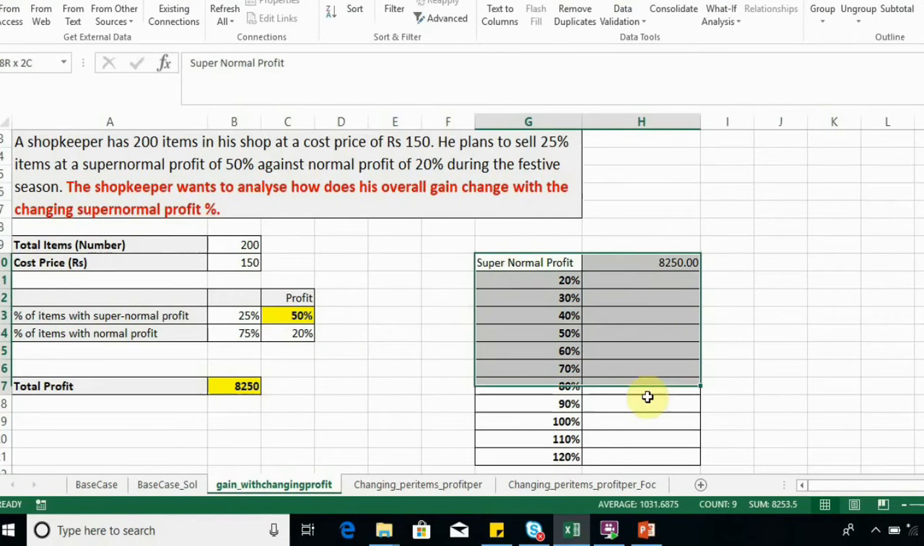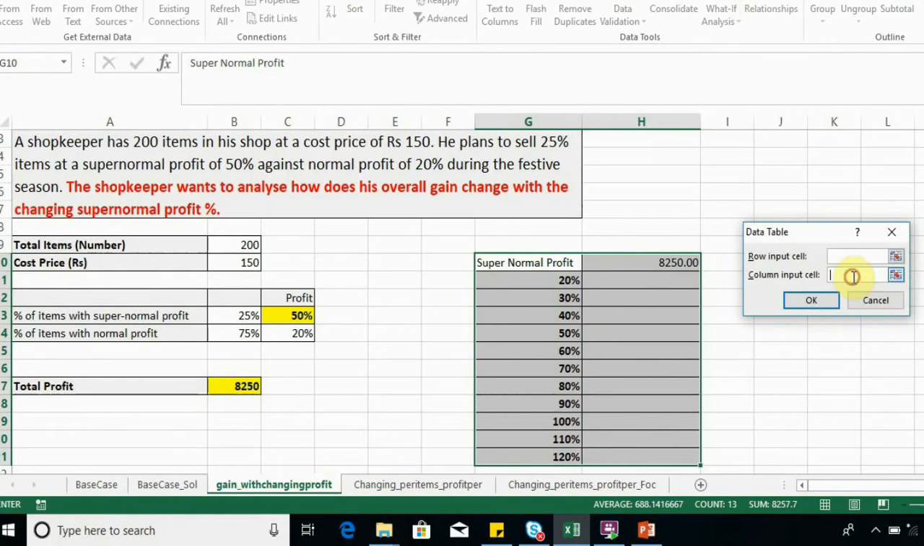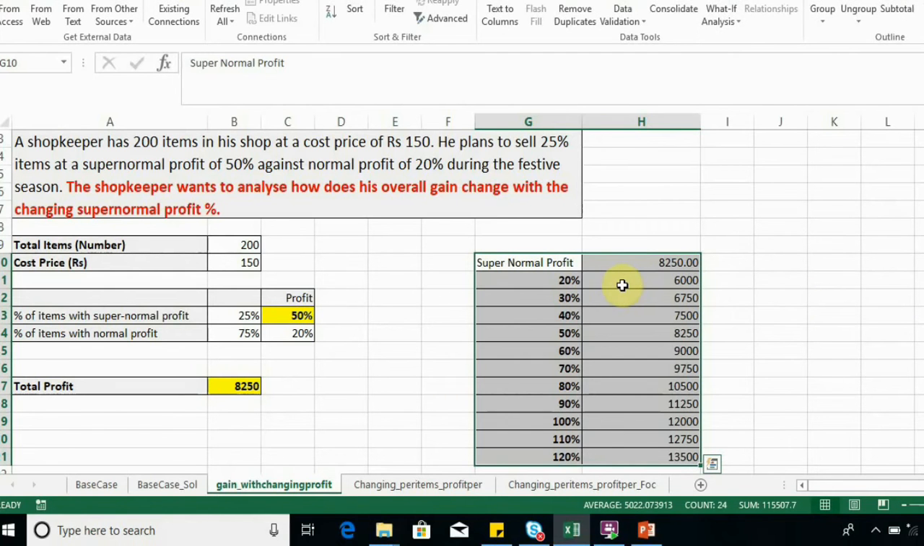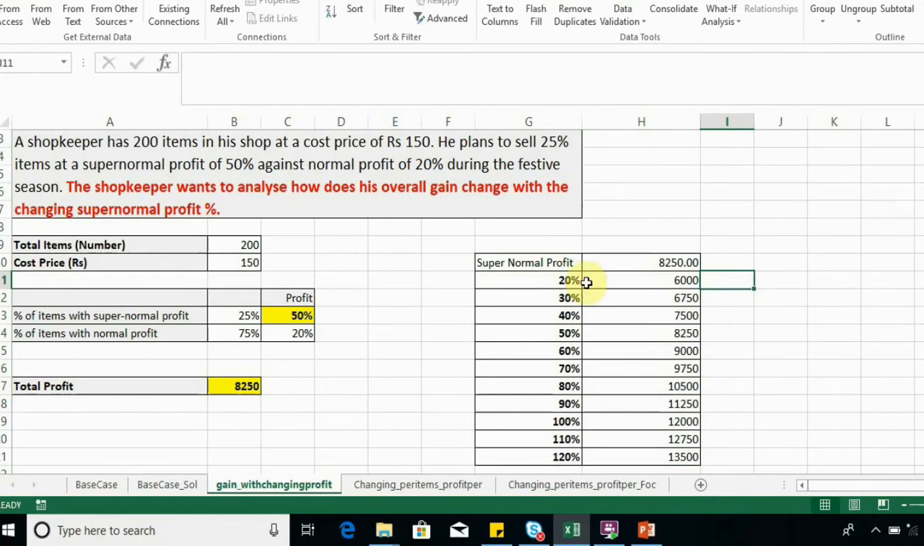Now again select the data range, the entire range, and click on What-If Analysis, Data Table. In the column input cell, we want to enter the profit percentage value which you want to vary. And here we have it. So now we can see that we have the total profit corresponding to each of these profit percentage values. Very useful tool, right?